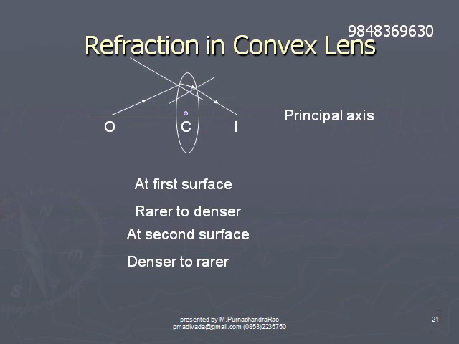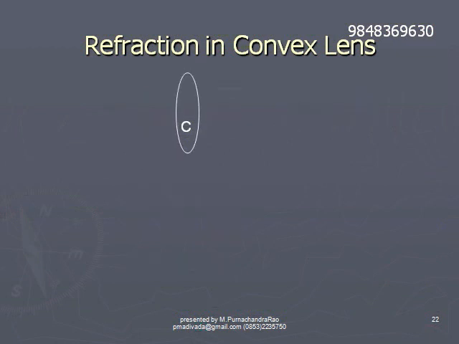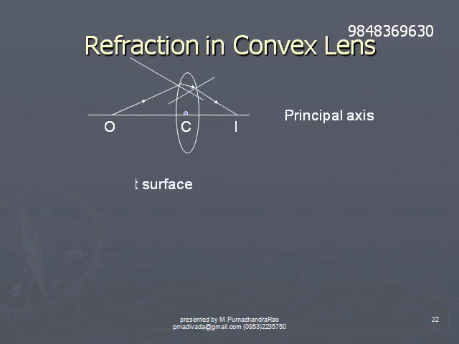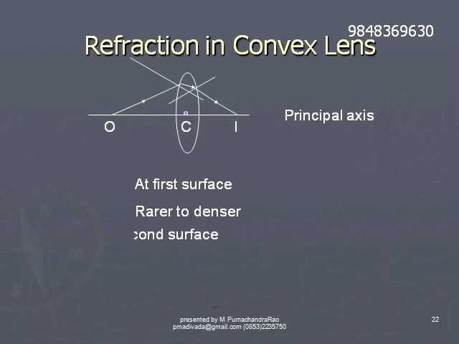Then this ray, the emergent ray, will meet the principal axis at I. So I is the position of the image of the point object at O. This is how the refraction takes place in a convex lens. We can draw a similar figure for the refraction in a concave lens. Let us summarize the refraction in convex lens.